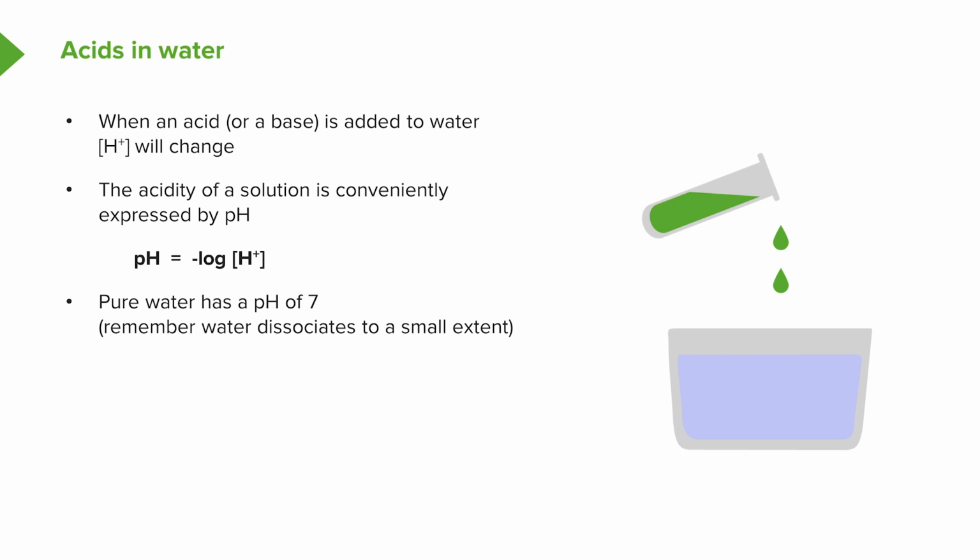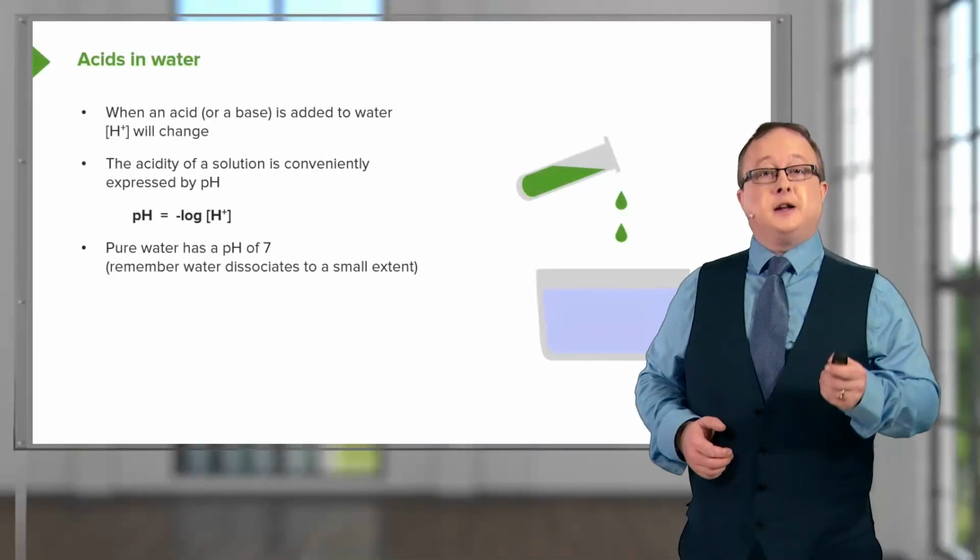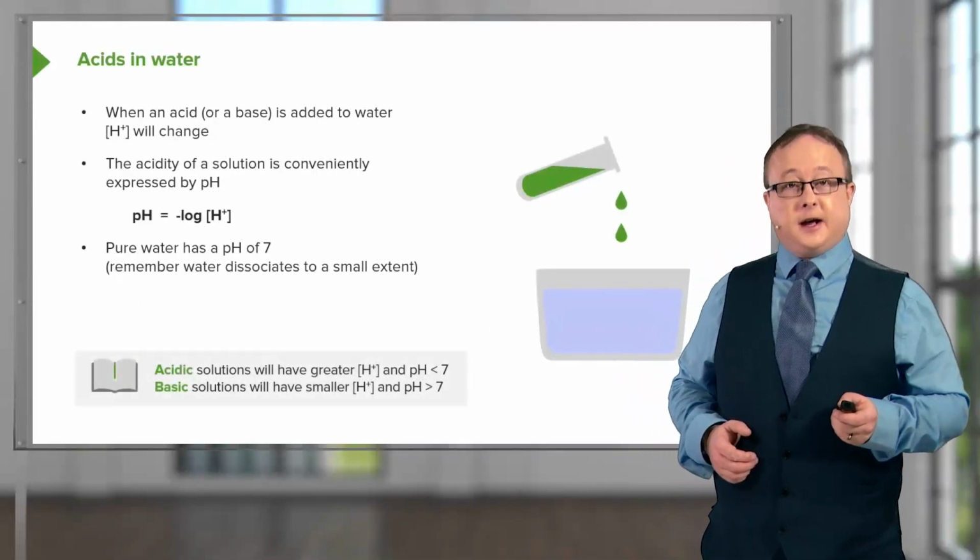Therefore, if we had a concentration of 1 × 10 to the minus 2, we can just take that power, remove the negative value, and we end up with a pH of 2, which you should appreciate is an acidic pH. Remember, pure water has a pH of 7, and it also dissociates to a small extent.